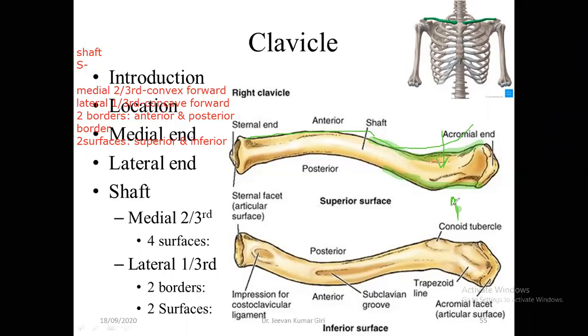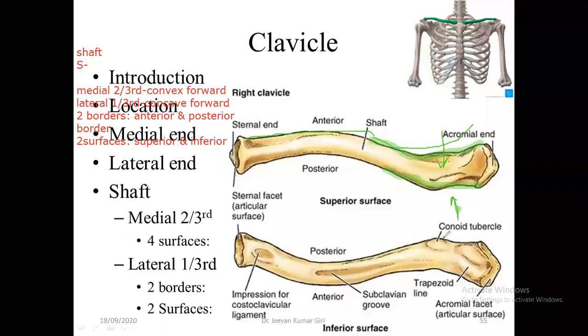So now see there are some features in the inferior surface. So in the inferior surface you will find two features, because in the inferior surface there is the attachment of one ligament that extends between the coracoid process to the clavicle. So coracoclavicular ligament is there. So that is attached in the inferior surface. So see, this is the inferior surface now. They have turned the clavicle to see the inferior surface.